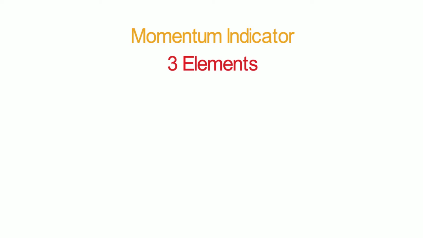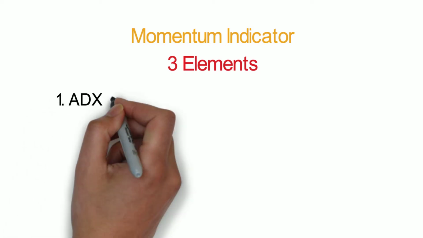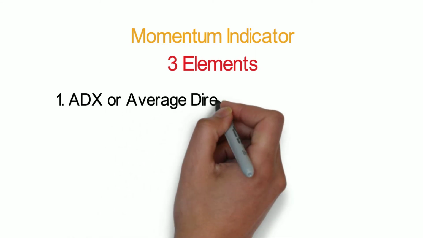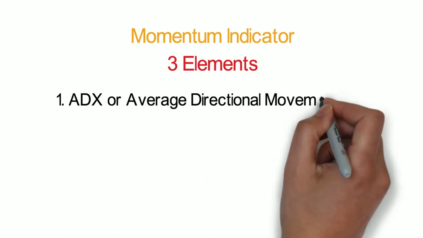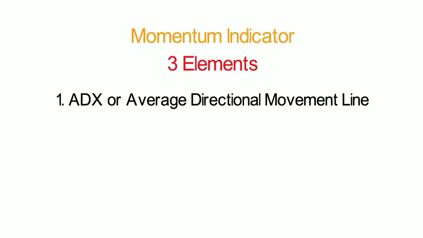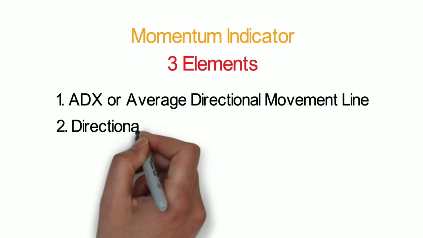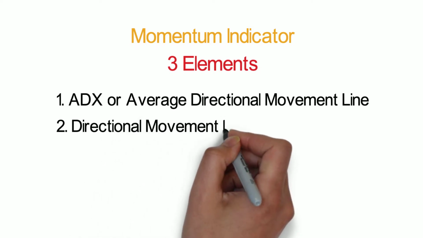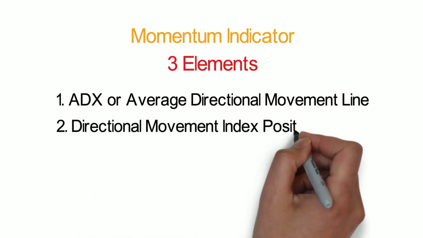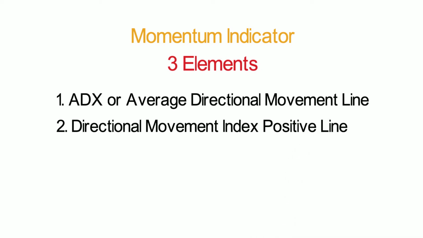These elements are just three different lines. The first of which is going to be the ADX or Average Directional Movement Line. This is the line that identifies how strong or weak the momentum is, okay? So that's all that line does. But if you want to know where to take trades, we've got another element here. We've got the Directional Movement Index Positive Line.